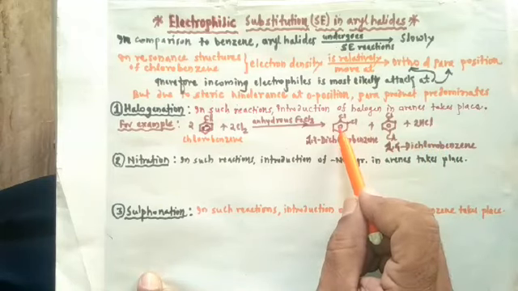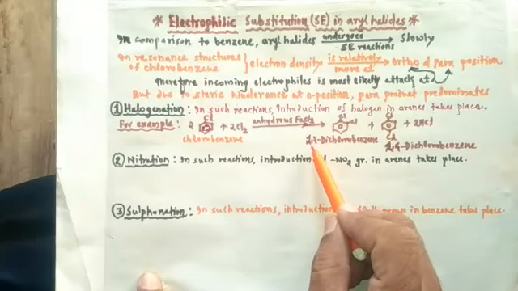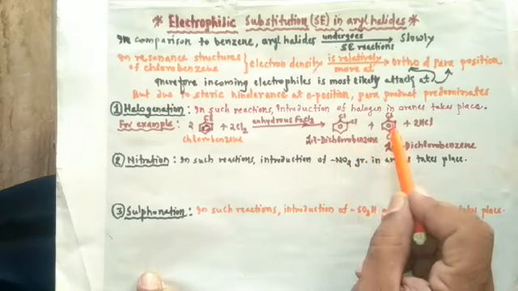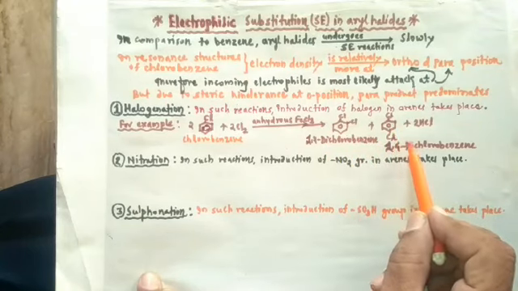So the common name of this compound is ortho-dichlorobenzene, and the common name of this compound is para-dichlorobenzene.